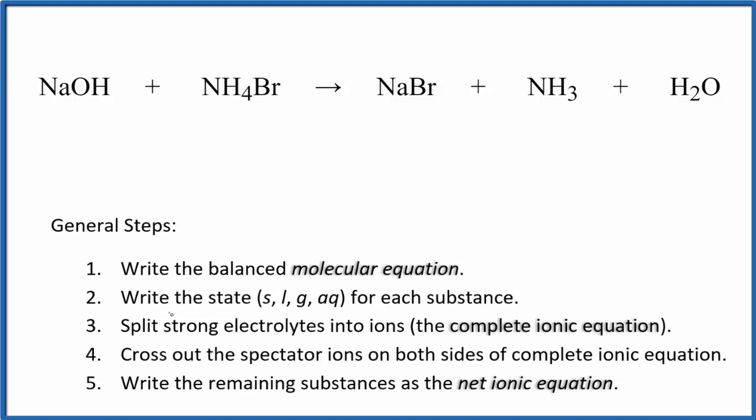Next, we'll write the state for each substance. That'll look like this. If you know your solubility rules, compounds with sodium are very soluble, and compounds with the ammonium ion are very soluble. So all of these have aqueous written after them. They're soluble, they'll dissociate into their ions. Ammonia, we could write aqueous. It will dissolve in water. It won't split apart into its ions, but we could write aqueous or we could write gas. So let's go with gas. It really won't change our net ionic equation that much in the end.